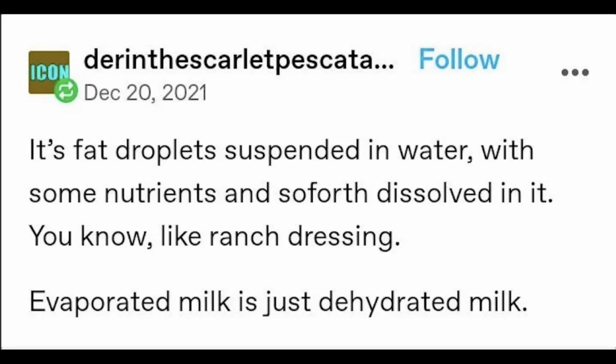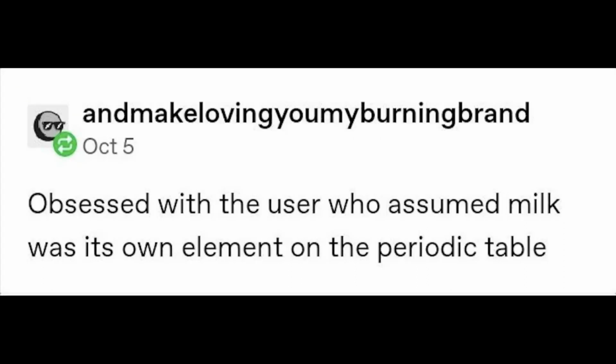It's fat droplets suspended in water with some nutrients and so forth dissolved in it. You know, like ranch dressing. Evaporated milk is just dehydrated milk. Obsessed with the user who assumed milk was its own element on the periodic table.